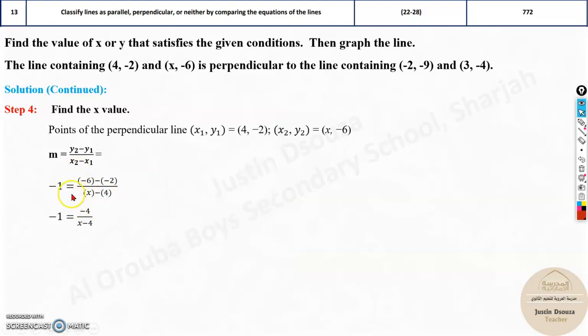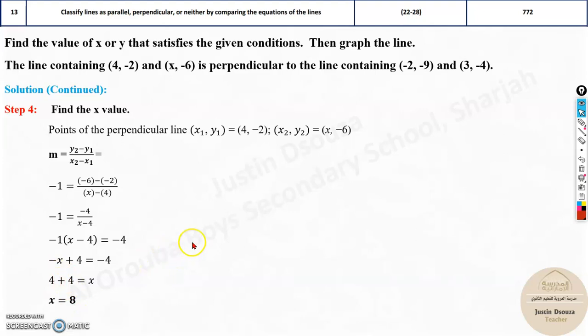Now if you simplify this anyway, you'll get the same answer. x minus 4 goes to the other side, this will be -4 over here, multiply -1 inside, distributive property, -x plus 4, and now take this x to the other side, bring -4 to the other side. The answer of x is over here. This much is done. Now all you need to do is graph.